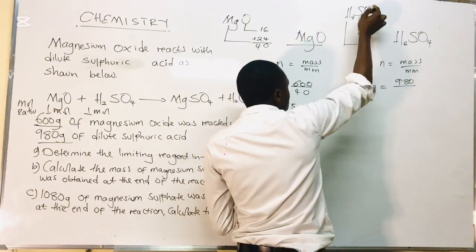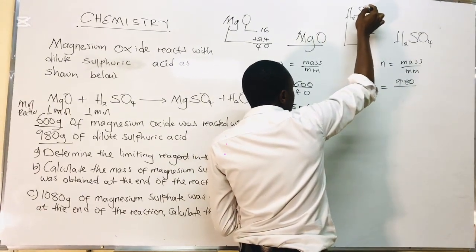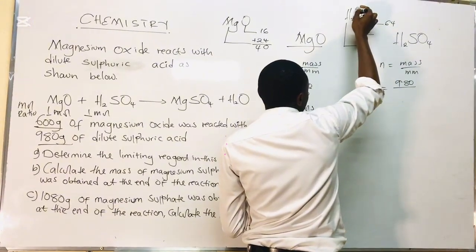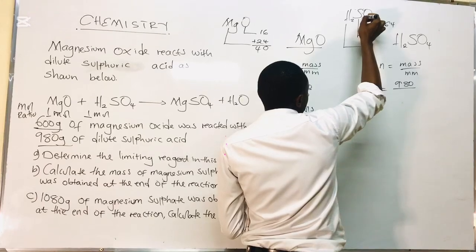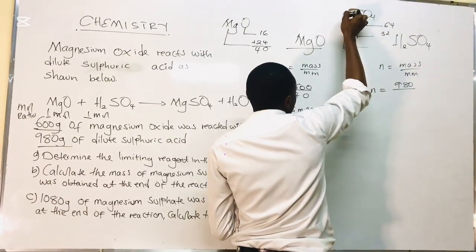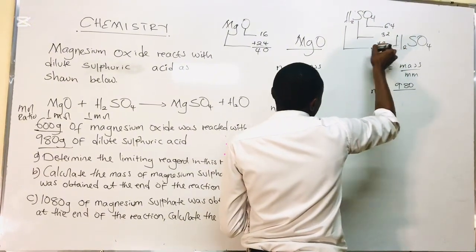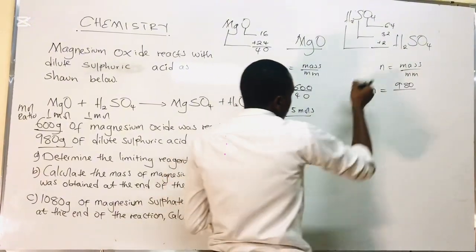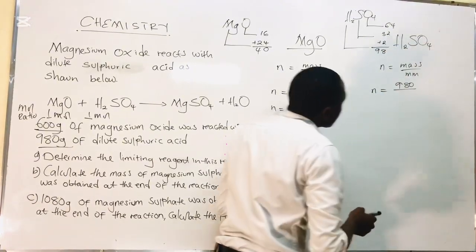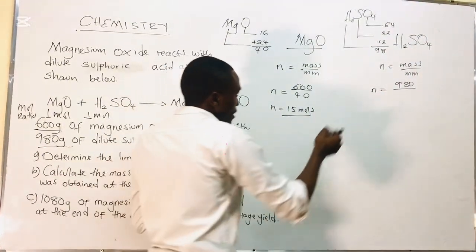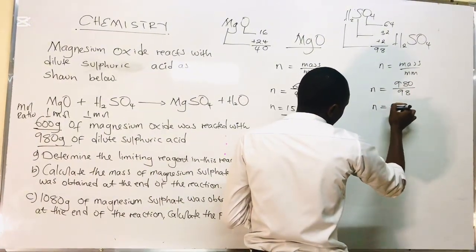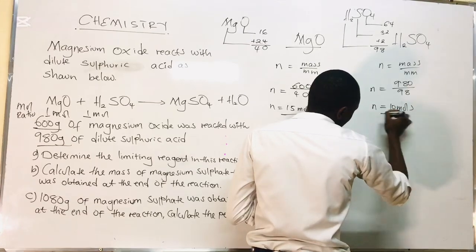Oxygen, when you go to the periodic table, there's 16 on top. 16 times 4, you get 64. There's 32 for sulfur, and in this case there's an invisible 1, so 32 multiplied by 1, you get 32. Hydrogen, there is 1. 1 multiplied by 2, you get 2. When you add everything, you get 98. So the molar mass here is 98. And so the number of moles of sulfuric acid is going to be 10 moles.